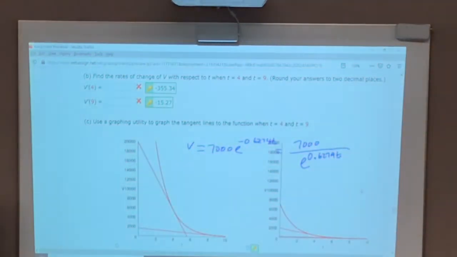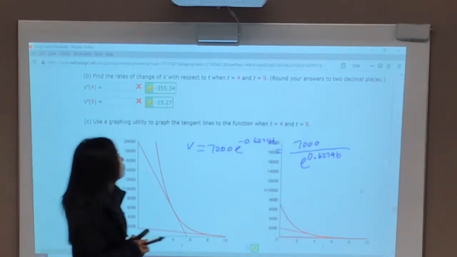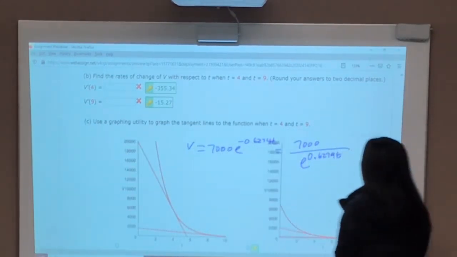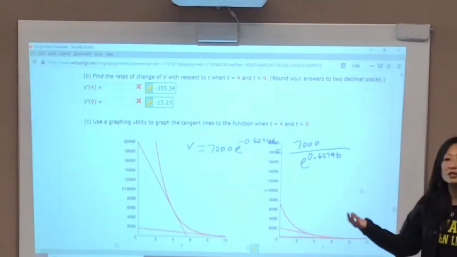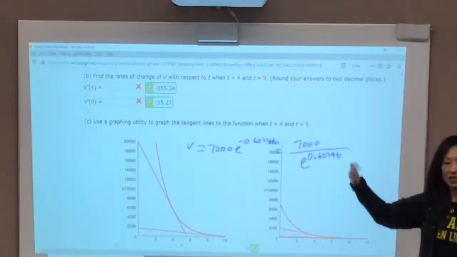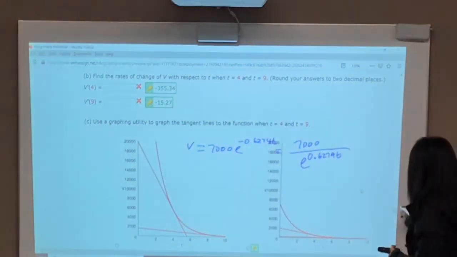What's the next problem? It says find the rate of change in V with respect to T, at T equal to 4 and T equal to 9. What do I need to do? It says find the rate. That's right, the derivative.